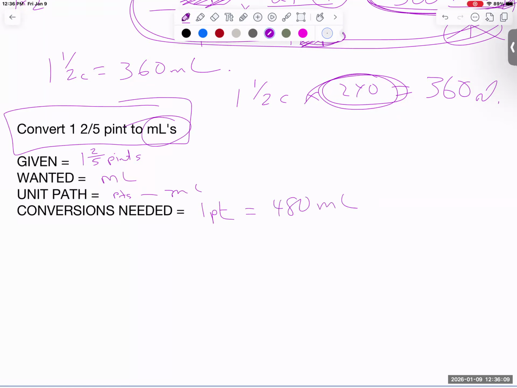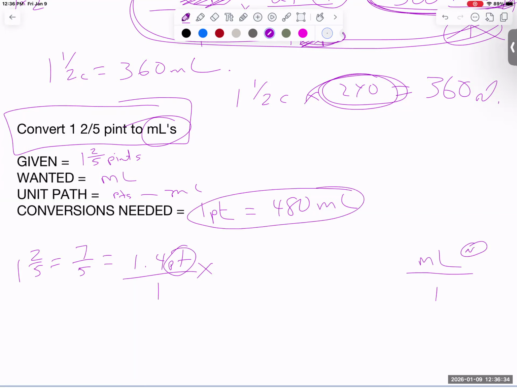Very good. So now let's put it in my problem. So 1 2/5 is equal to 7/5, which is equal to 1.4 pints. I put it over 1. I don't like blank spaces, it makes me crazy. And then my wanted is milliliters, which I put in the numerator position. So now how do I get rid of pints? I'm going to use my conversion. I put 1 pint down here and 480 milliliters on top. This crosses off my pints, leaves me with my milliliters. And now 1.4 times 480 is?